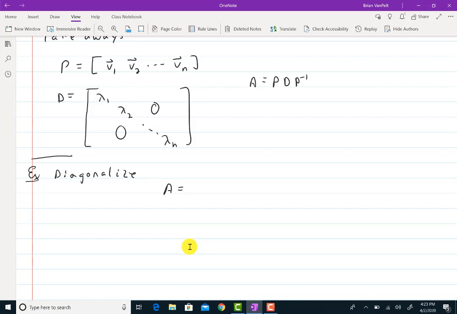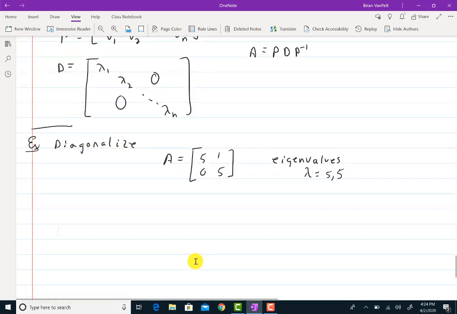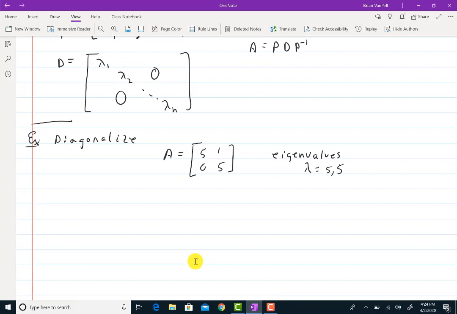Here I have A equals 5, 5, and then I'll put 1 and 0 in the other places. Now here you're like, this is very simple. It's almost diagonal as it already is. Well, for an upper triangular matrix, some people call it upper diagonal, we have lambda equals 5 and lambda equals 5. We have two eigenvalues, but they're the same value. Multiplicity is 2.